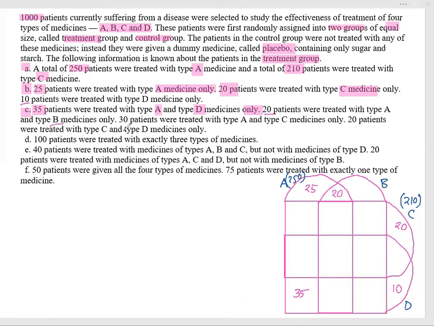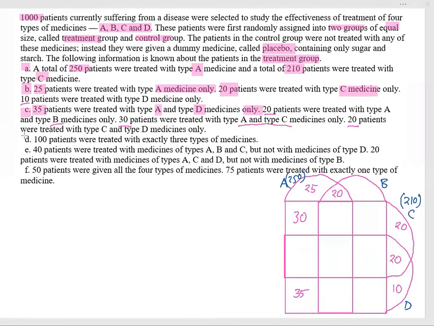So this is 20. 30 patients were treated with type A and C medicine only. A and C common part. This is A part, this is the C part. A and C common is only this part. So A and C, 30 patients will be A and C medicine only. 20 patients were treated with type C and D medicine only. C and D common, this part. So this would be 20 patients would be here. These 20 patients, C and D medicine only.